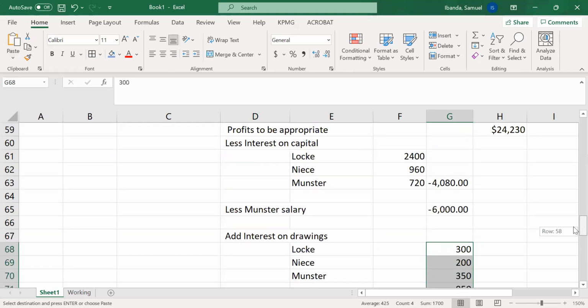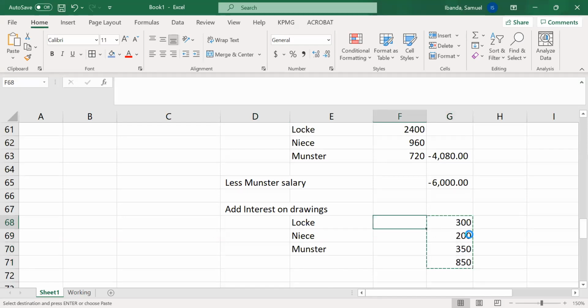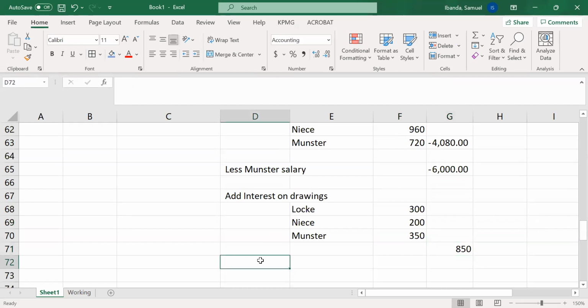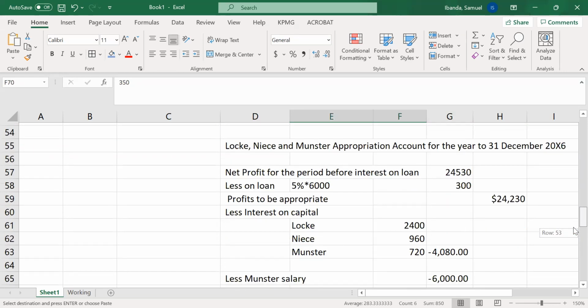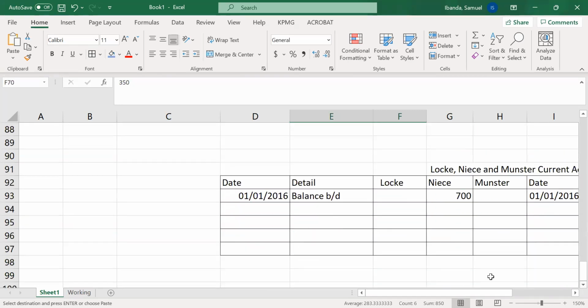Okay. So this is 850 right there, 850 as our drawing interest. Now, as we put it here, where should we put it? In our current account. So you go to your current account.